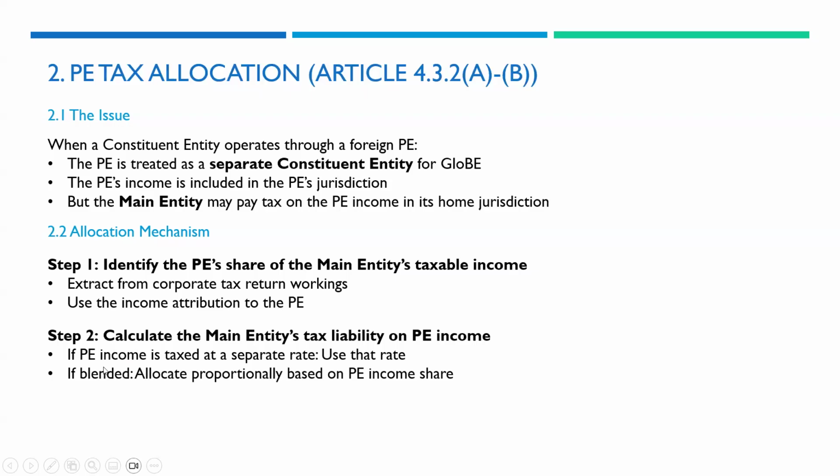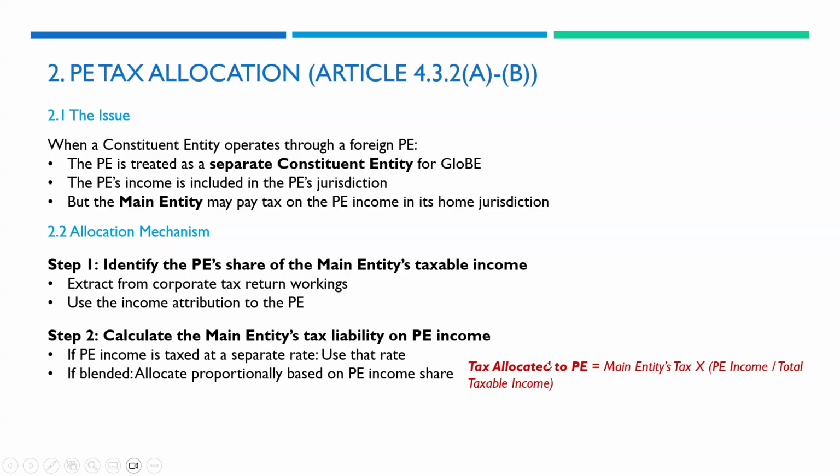Now, how do I calculate the amount of taxes I pay on the PE income? Sometimes PE income is taxed at a separate rate. So if you have a foreign PE that is taxed at a separate rate, then you can use that rate on whatever PE income you calculated. But normally it is blended. Even though it is PE's income, you have to pay whatever tax rate is available in the main entity's jurisdiction. So if it is blended, then you have to allocate proportionately based on PE income share.